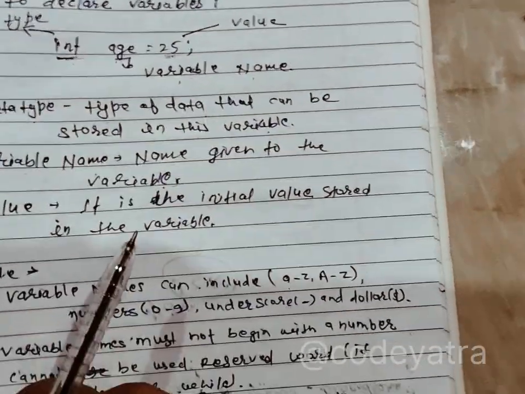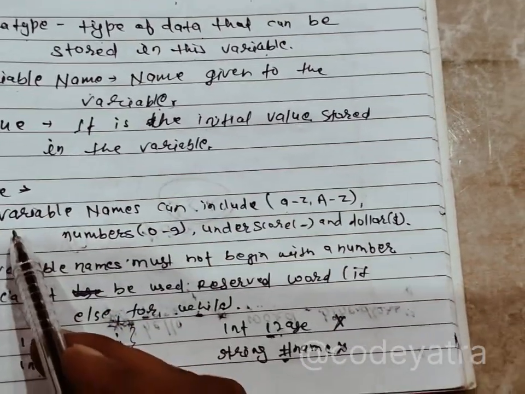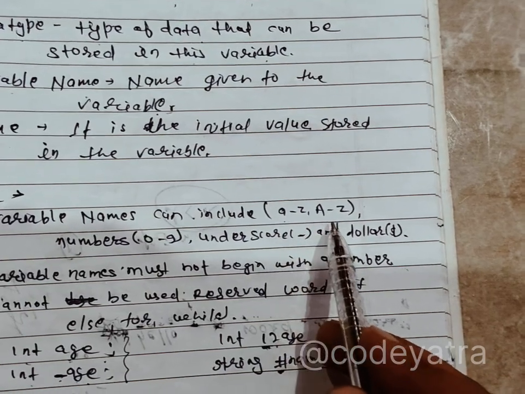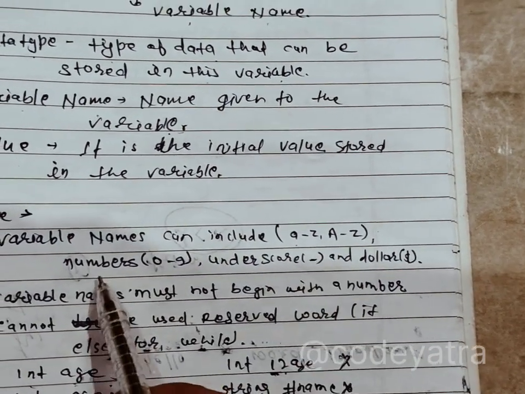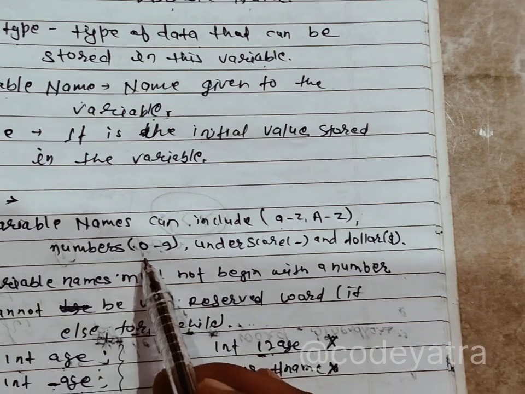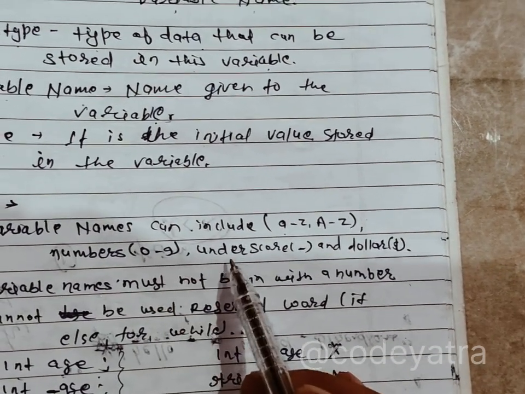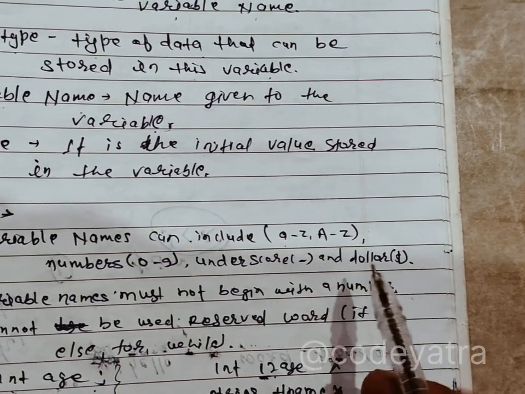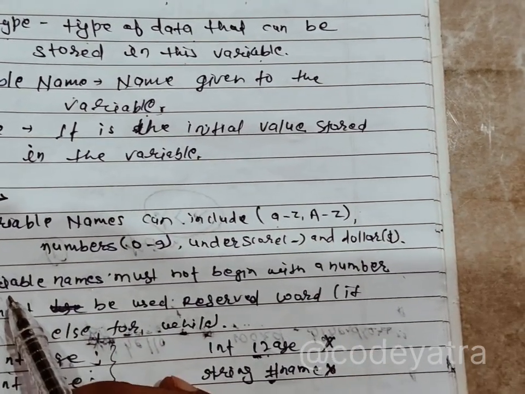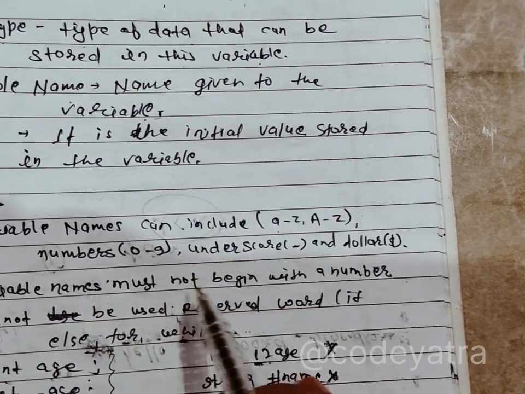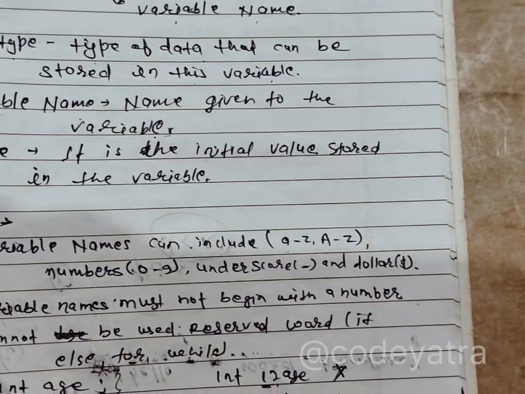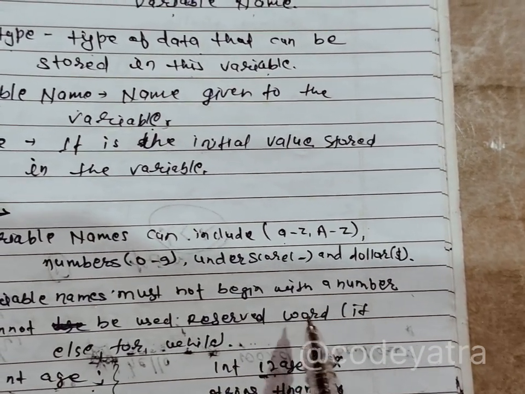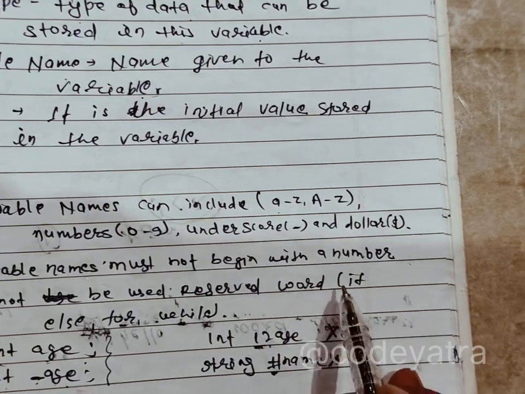Now, the rules for defining a variable in Java. A variable name can include characters A to Z, both small and capital, and also numbers from 0 to 9, and also underscore and dollar. Apart from that, we can't include other characters. The variable name must not begin with a number, and third, we can't use a reserved word in the variable name, like for, while, if, and so on.